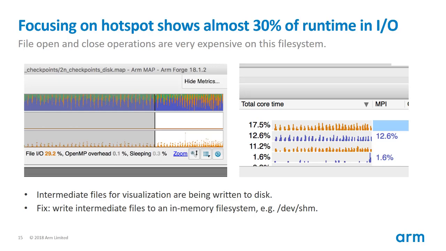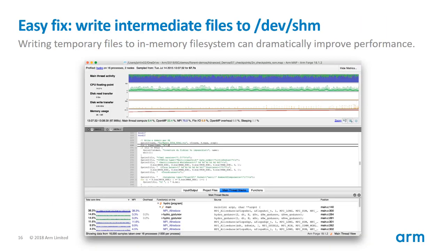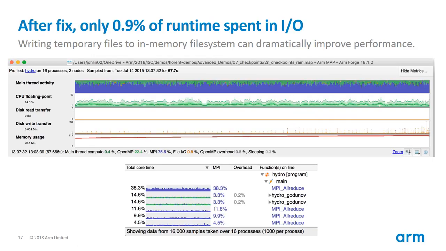Using dev-shmem reduces the application runtime from about 3 minutes to just 1 minute, and brown disappears from the timeline almost entirely. If I again focus on the code region where we previously saw the I/O hotspot, we now see less than 1% of the application's runtime is spent in I/O.